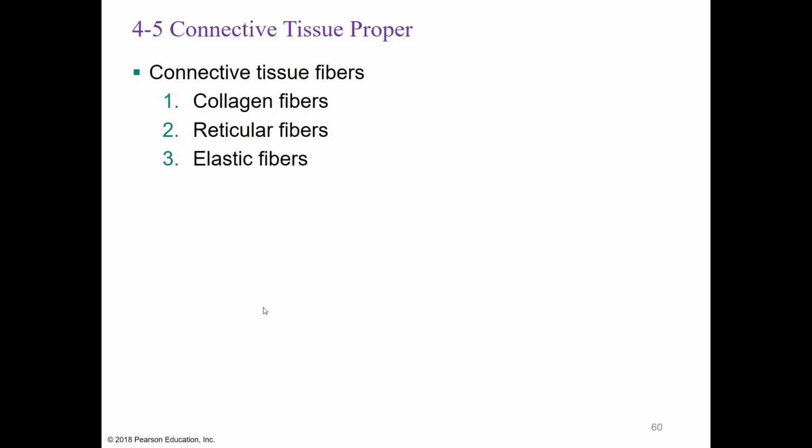So those were our specialized cells, and remember that all connective tissues must have, again, number 1, specialized cells. Number 2, they've got to have fibers. So this is our list of fibers. The 3 main fibers we're going to see in connective tissue are collagen, reticular, and elastic fibers.